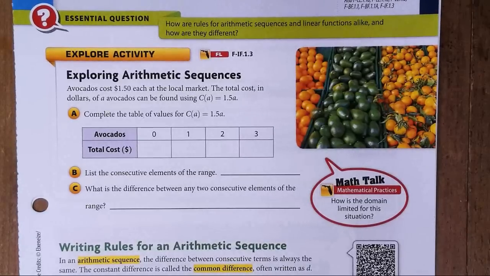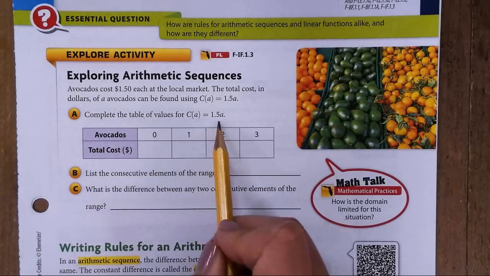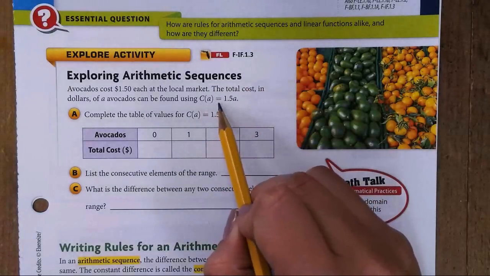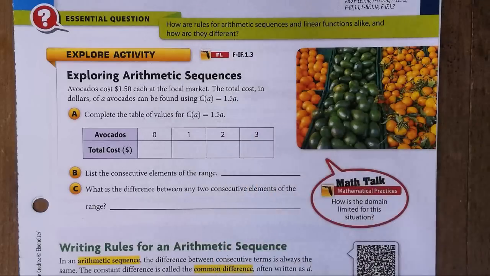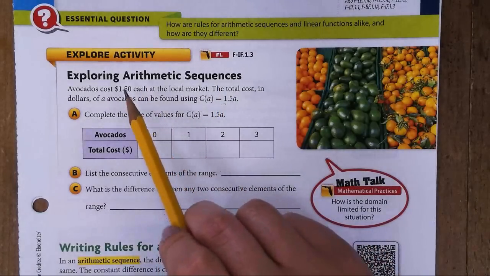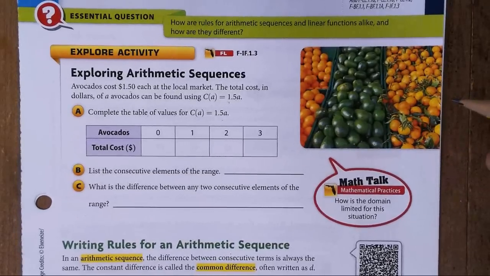All you're really doing in this one, as you can see, this looks like something that should look familiar to you. You have a function table where they give you a rule. Here it says that avocados cost $1.50 each at the local market, and the total cost in dollars of A avocados can be found using C of A equals 1.5A. So C of A, the cost of avocados, equals 1.5 times the number of avocados that you buy. So 1.5 has to do with the amount that you're spending, $1.50 per avocado. The first thing we want to do is complete our table.